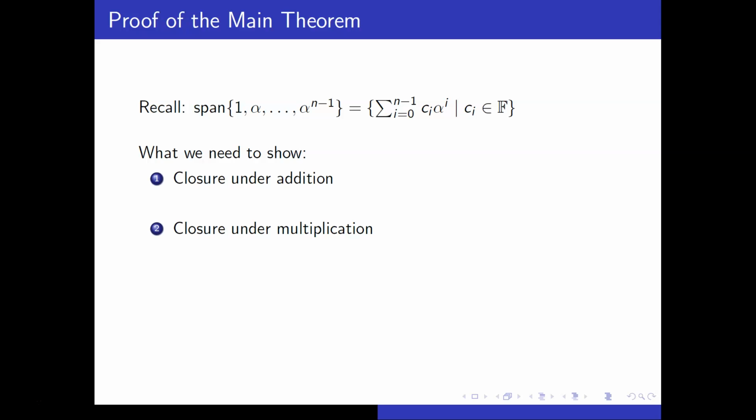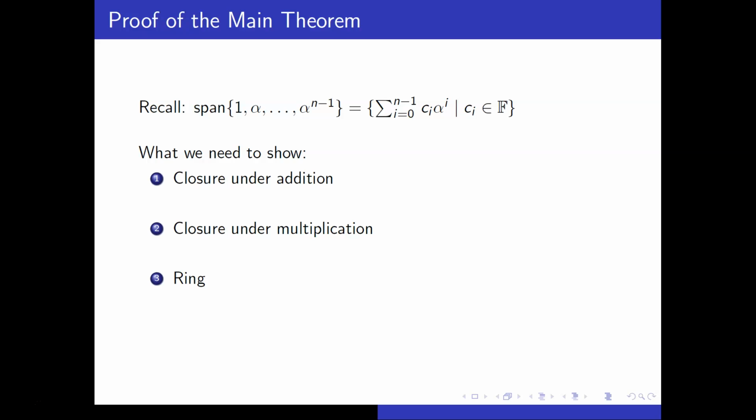What it's going to hinge upon is that I am taking powers of alpha up through the n minus first, and when I multiply 2 of those powers, it's very easy that I could get something of power n or higher. I'm going to need to show that I can rewrite something of degree higher than n as a combination of those lower than n minus 1. All right, that will get me the closure.